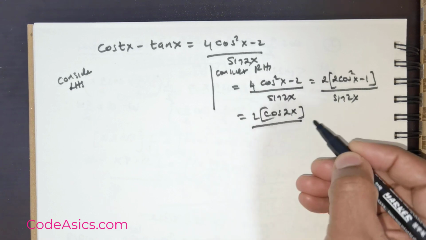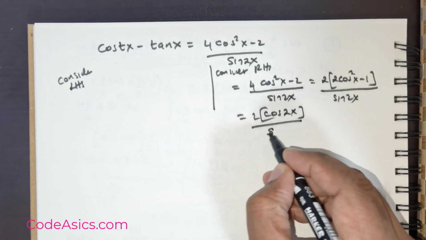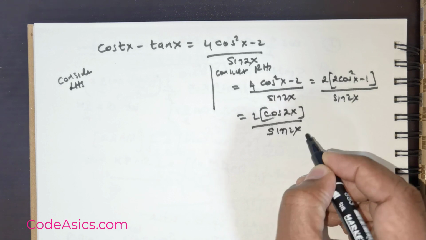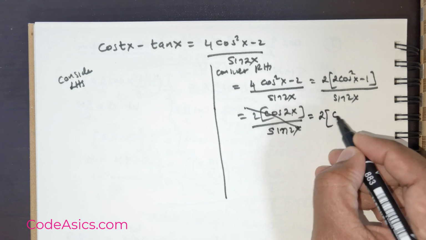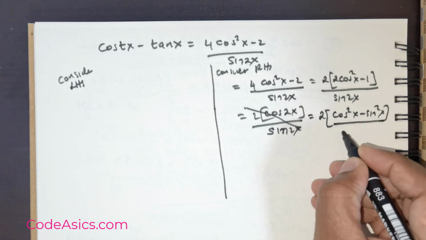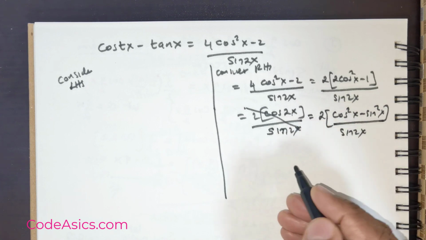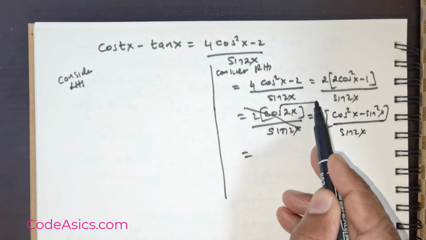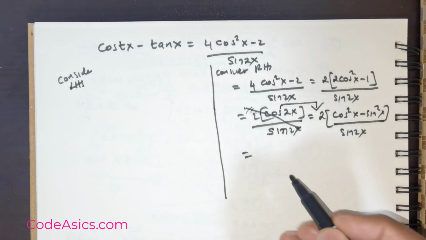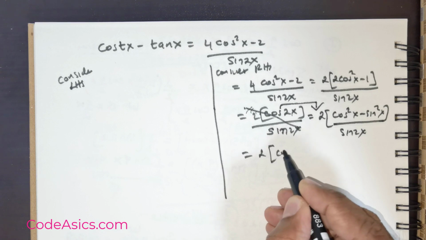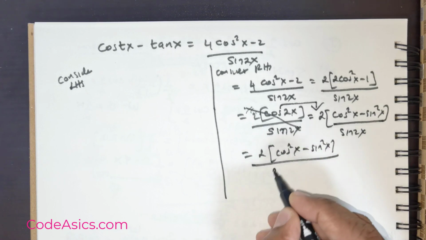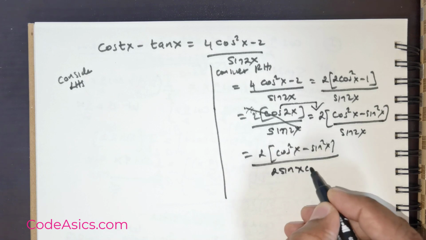Now 2 cos squared x minus 1 is going to be cos 2x, and you have a 2 there, and sine 2x here, right? Cos 2x, if I were to write it as cos squared x minus sine squared x, divided by sine 2x. So I'm just moving on right from here. So this is equal to 2 times cos squared x minus sine squared x divided by sine 2x, which is going to be 2 times sine x cos x.